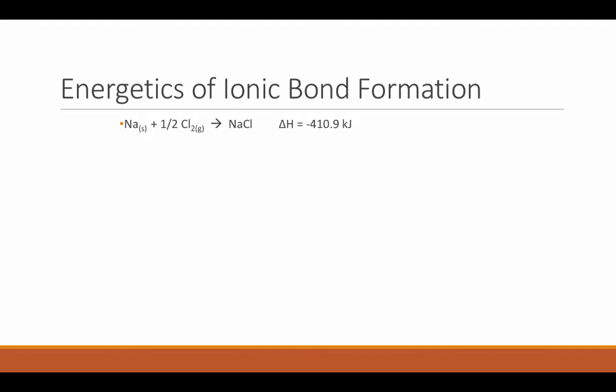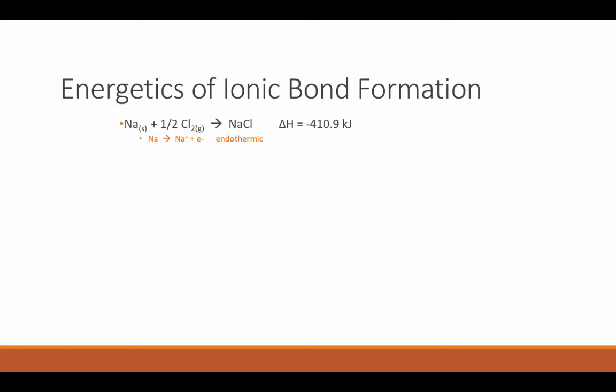Looking again at the NaCl equation, here we see that we have a negative delta H, or a negative enthalpy change, for the formation of 1 mole of NaCl. Every time 1 mole of NaCl is formed directly from its elements, it releases 410.9 kilojoules. So what are the steps that go into this process?